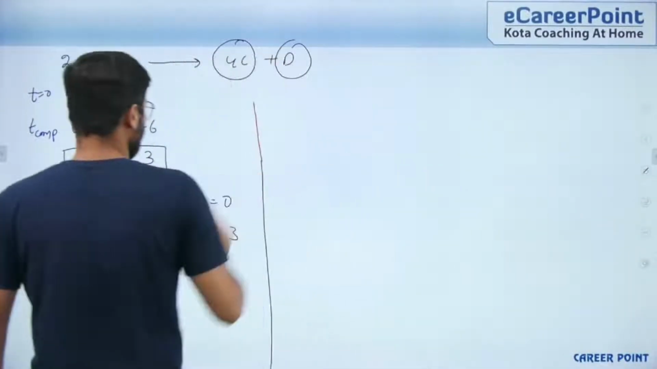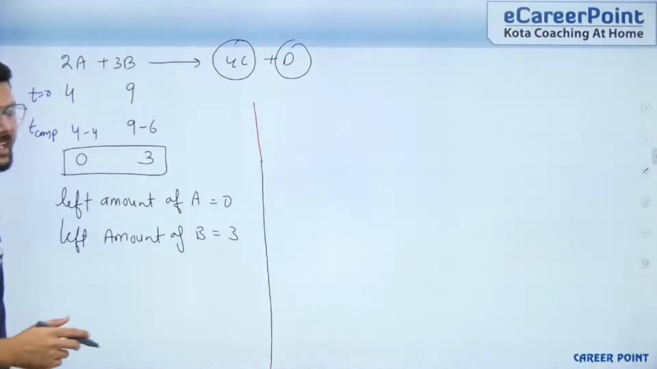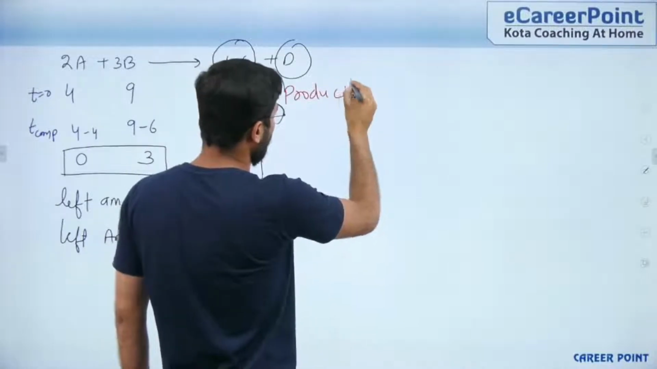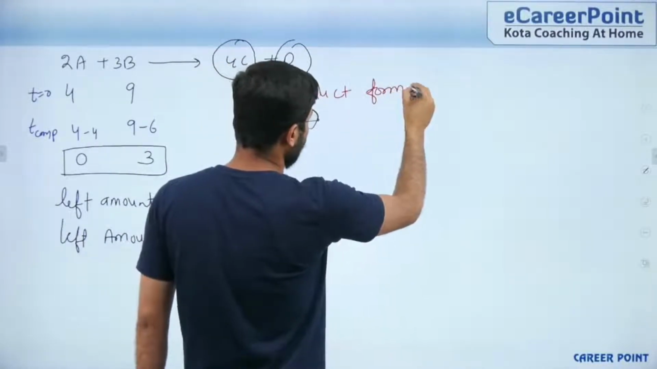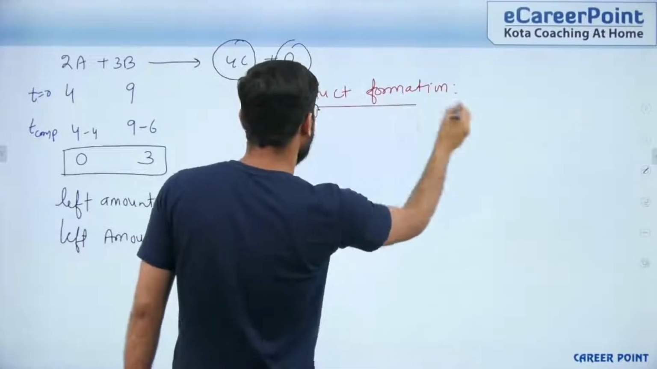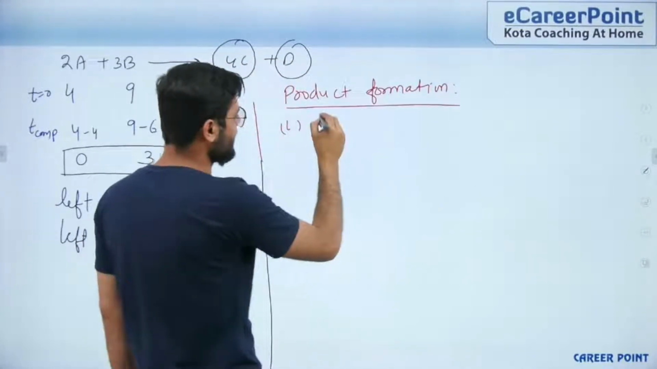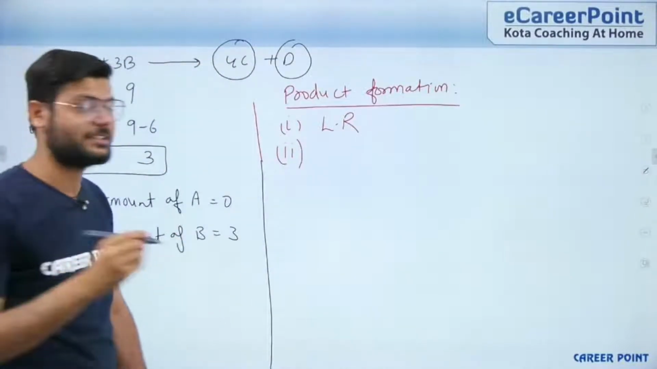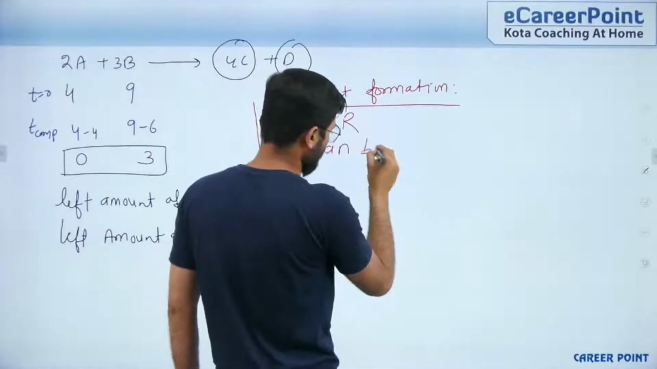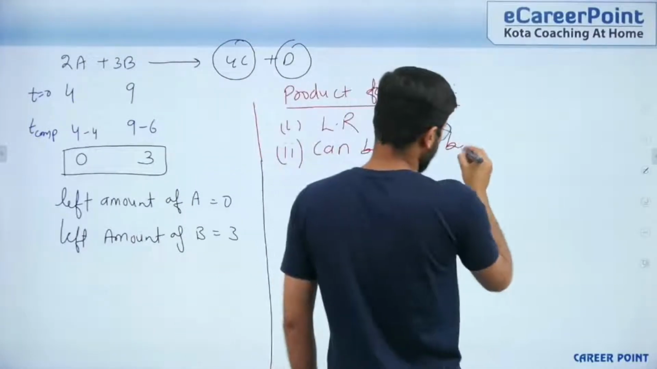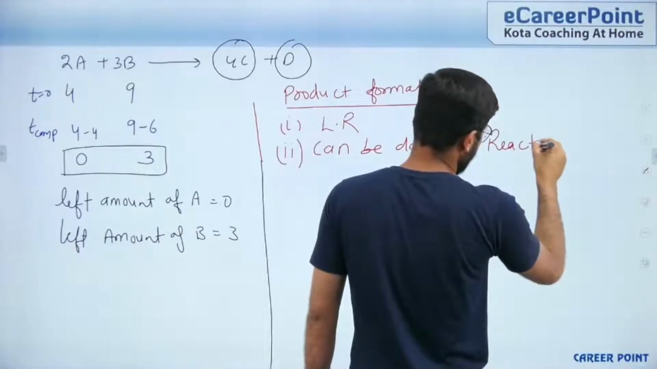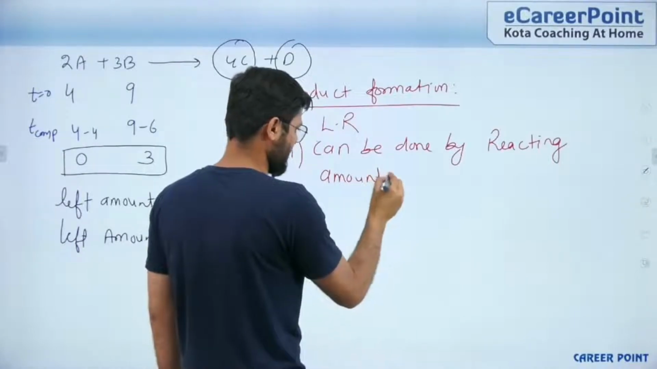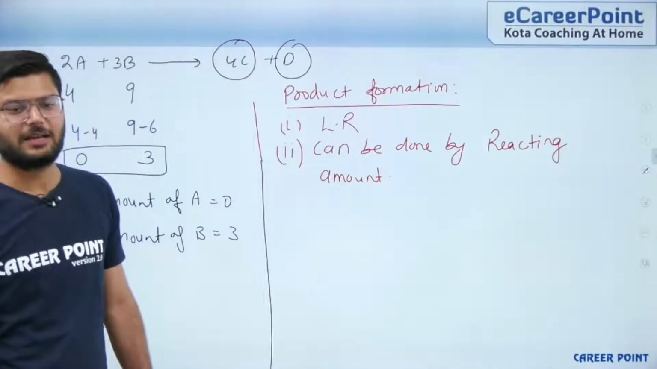So let's see what I have now. The reacted amount of A. Remember, product formation. How to do the product formation? There are 2 points for the product formation you must understand. First point is, product formation can be done by the limiting reagent. Second is, product formation can be done by the reacting amount.